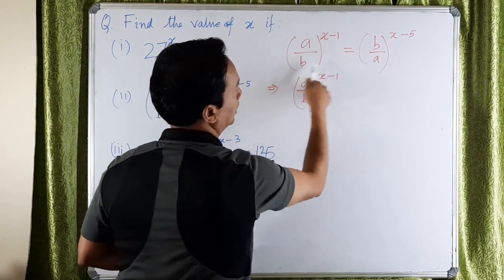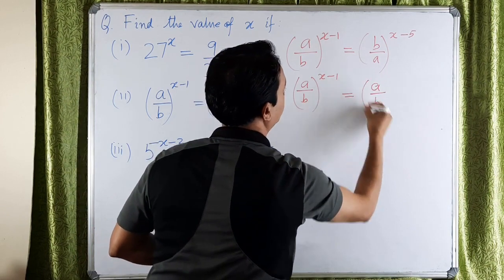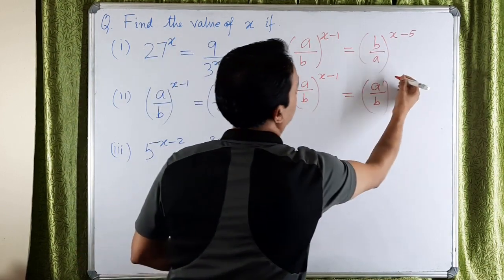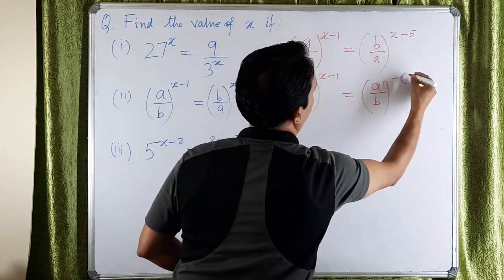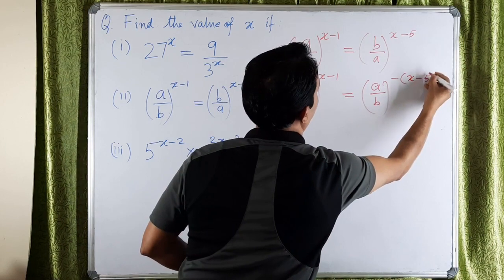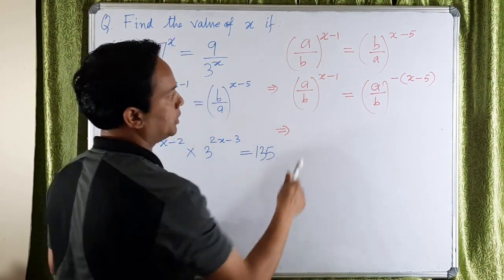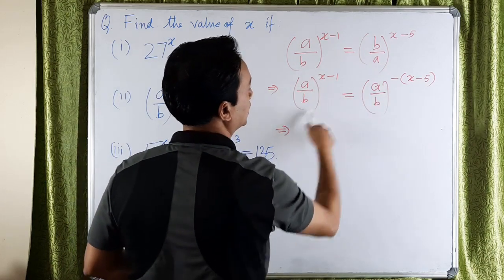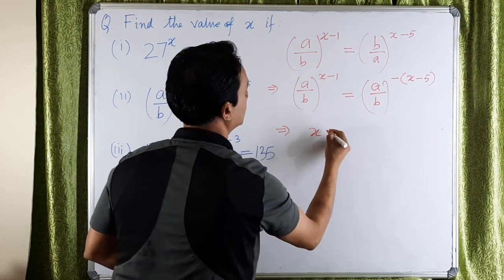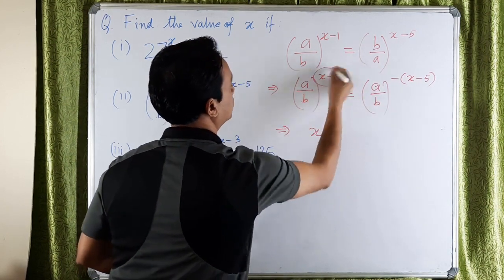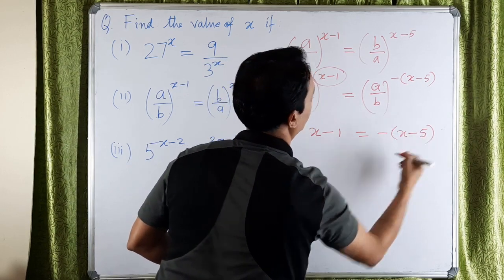This is just reciprocal. So instead of writing b by a, let's write a by b. And if we make this one reciprocal, we have to take the negative powers. So this will become negative. So minus this x by x minus 5 will become negative. So minus x minus 5. So the next line, the base has become same. So we can cancel out the base, or in other words, the base is same, the power also should be same. So we have x minus 1, this one equals to this minus x minus 5.